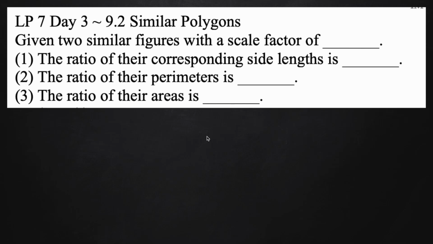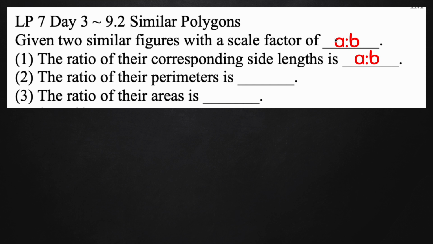In this video, we're going to talk about similar polygons and how the scale factor will change based on either a length or an area. So if we're given two similar figures with a scale factor, say of A to B, then if we're asked to find the ratio of their corresponding side lengths, it would also be A to B. So we can actually write a proportion right from this information.